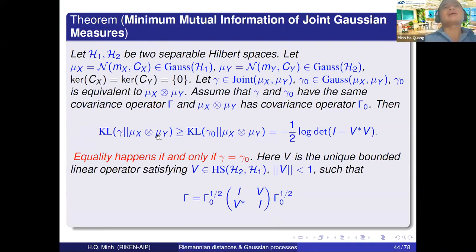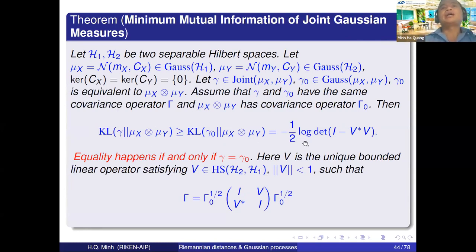Suppose that gamma zero is a joint Gaussian measure of mu x and mu y, and gamma is just another joint measure of mu x and mu y. If they have the same covariance operator, then this quantity is always greater than this quantity and is given by this formula here. Equality happens only if gamma is equal to gamma zero. So the mutual information is minimum for joint Gaussian measures.